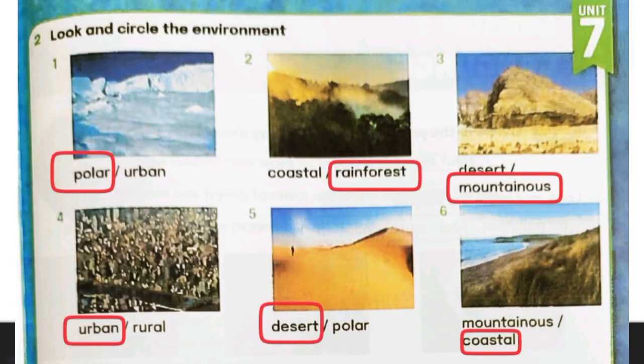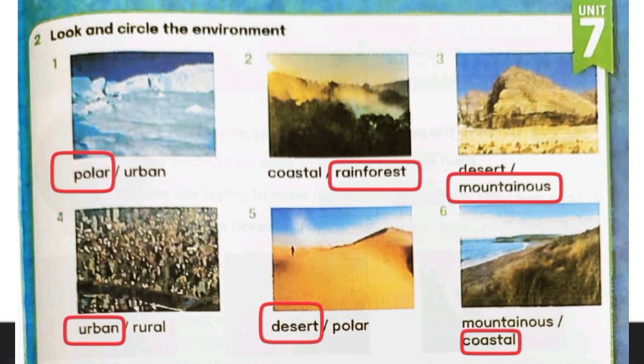2. Look and circle the environment. 1. Polar/urban. 2. Coastal/rainforest. 3. Desert/mountain. 4. Urban/rural. 5. Desert/polar.